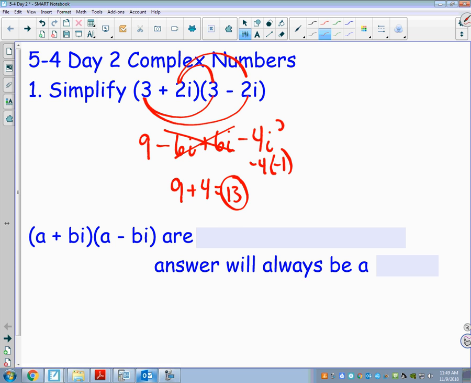When you take a plus bi times a minus bi, those have a special name for them. They're called complex conjugates.